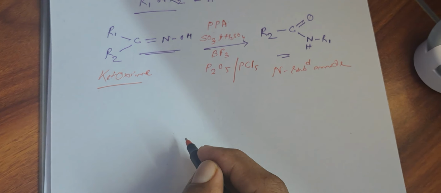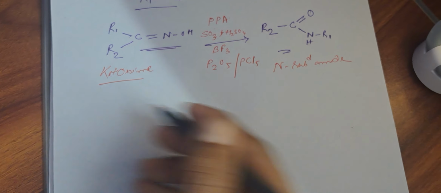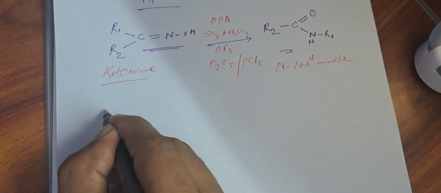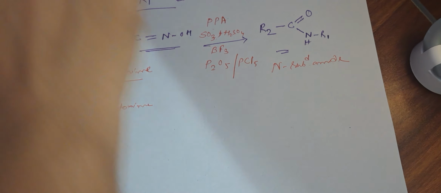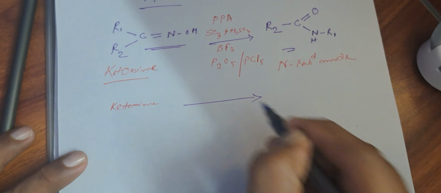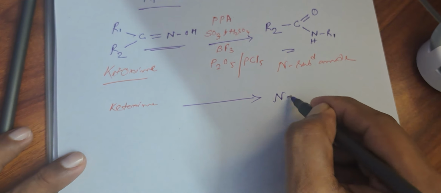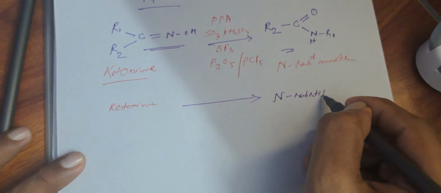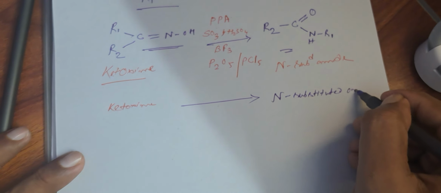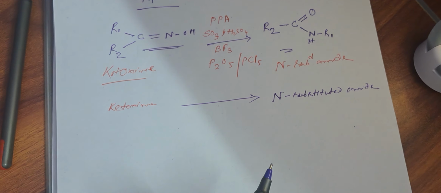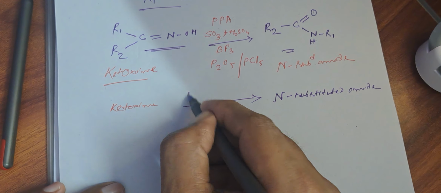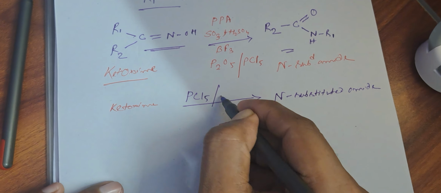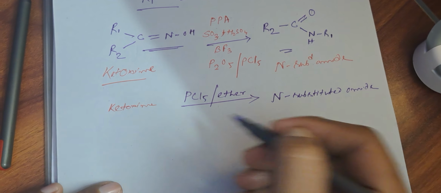Now let's give you some examples of what exactly we are going to do. Suppose your starting material is ketoxime, and ketoxime is getting converted to N-substituted amide. As I said, the kind of acid that you are taking decides the condition. Suppose you have opted PCl5. Then ether should be the media for the reaction.